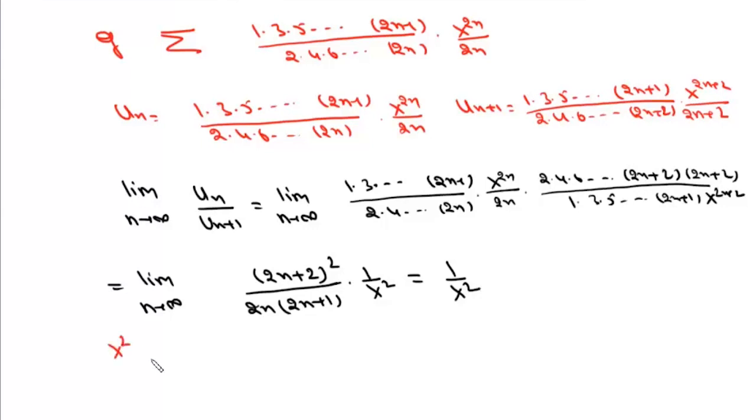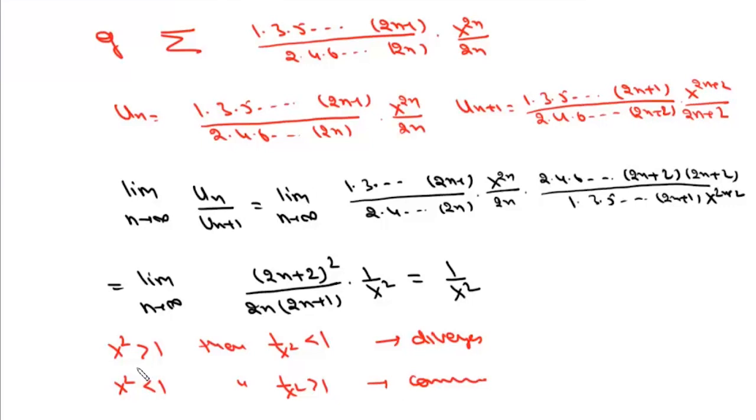Now if x square is greater than 1, then 1 upon x square is less than 1. In that case, this series diverges. And if x square is less than 1, then 1 upon x square is greater than 1. In that case, this series converges. From the ratio test, we can work out the convergence if x square is either greater than 1 or less than 1. But if we take x as 1, in that case, the value of this limit will be 1, and then this ratio test will be inconclusive. So this ratio test is inconclusive when the value of x is 1.